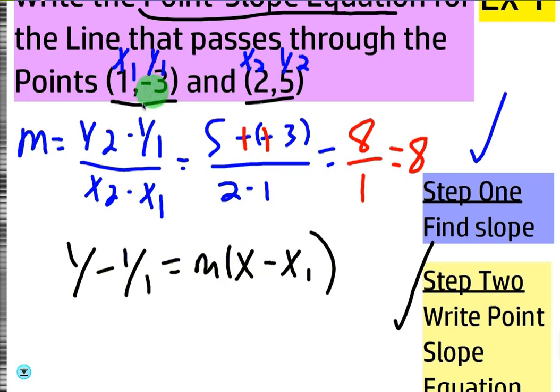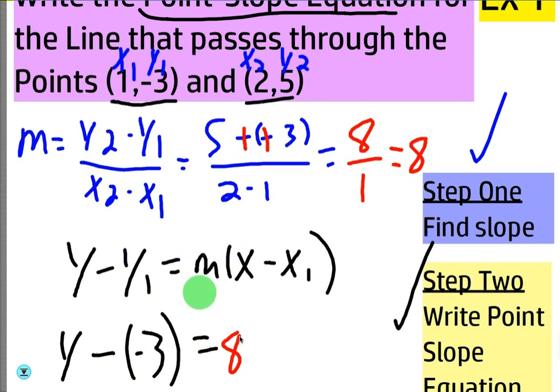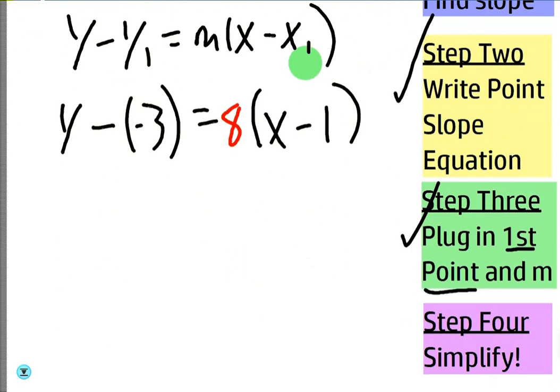So we're going to plug in the first point. So we're going to plug in negative 3 for y1. We are going to plug in 8 for m, because that's what we figured it out to be. And remember, you leave y and x the same. You only plug in x1 and y1. For x1, we're going to plug in 1, because that's what we figured out. And then the last step is to simplify.